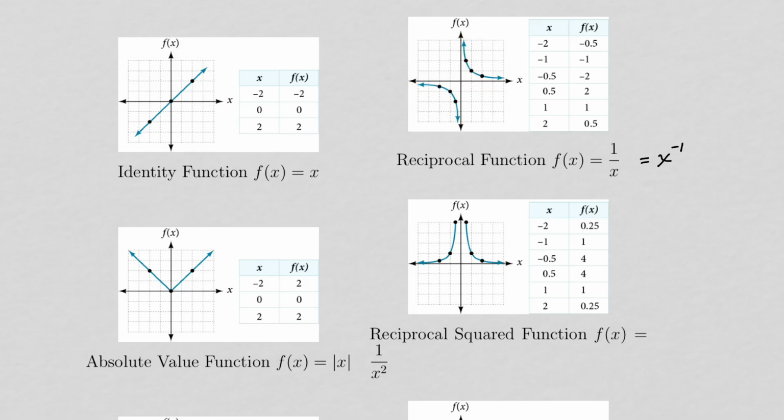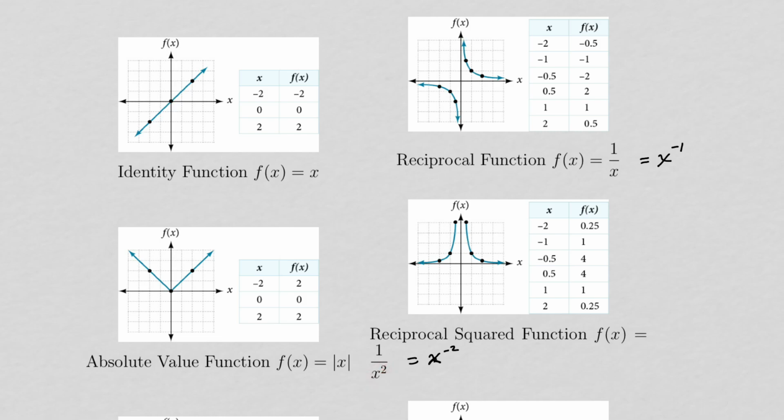Next is the reciprocal squared function. Now in the denominator, instead of having just x, you have x squared. So f of x equals 1 over x squared. You could also write this as f of x equals x to the -2. Whatever input you plug in, you have to square it, so it's going to make it non-negative, and then 1 divided by that gives me the output.